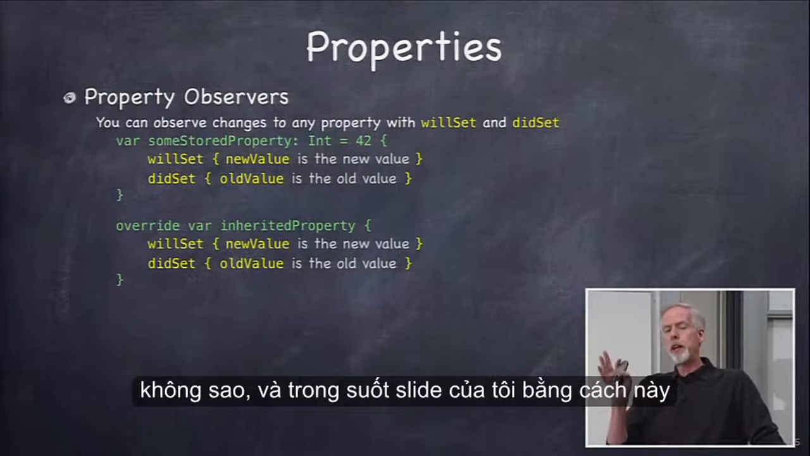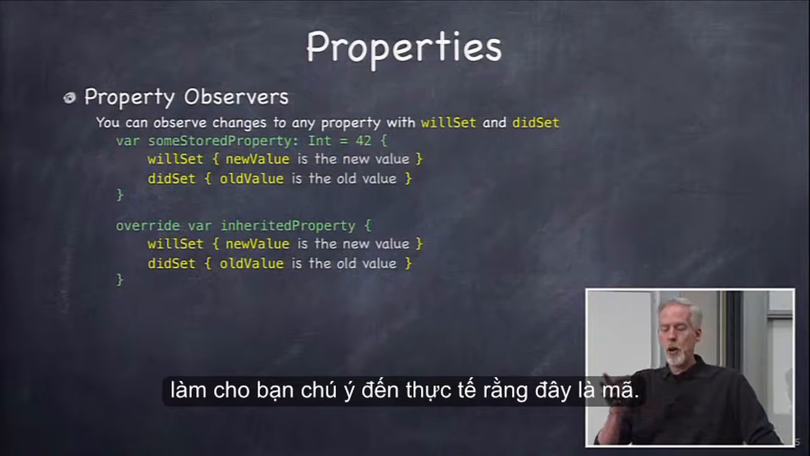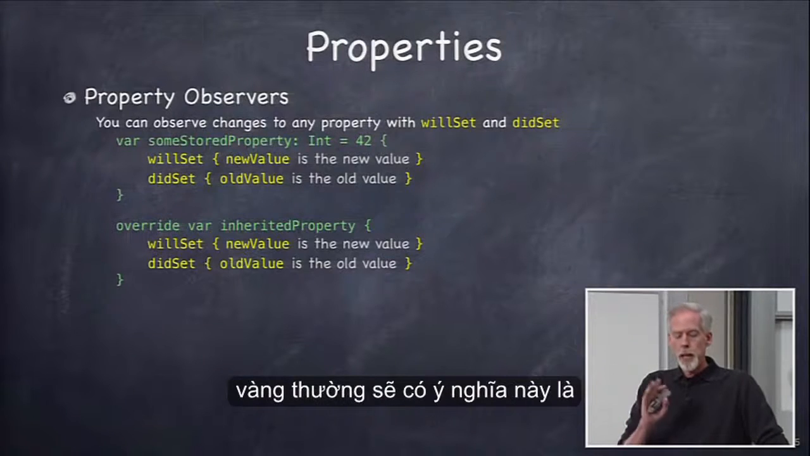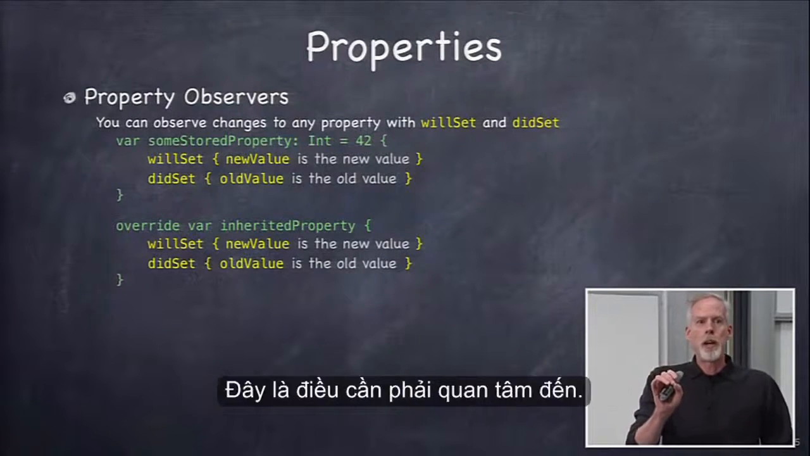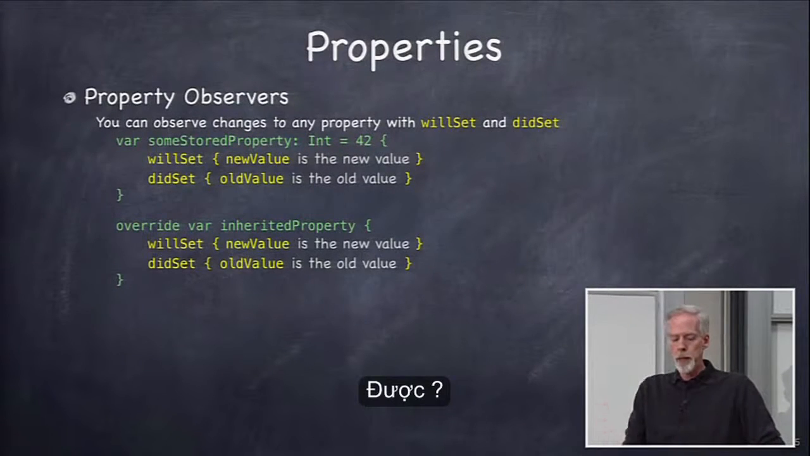I'm just putting it there. Okay, and throughout all my slides, by the way, I put things in green just to draw your attention to the fact that this is code. That's all green means. But yellow usually will mean this is the thing I'm talking about right now. This is the thing to pay attention to. So you can almost think yellow is like highlighted, okay?